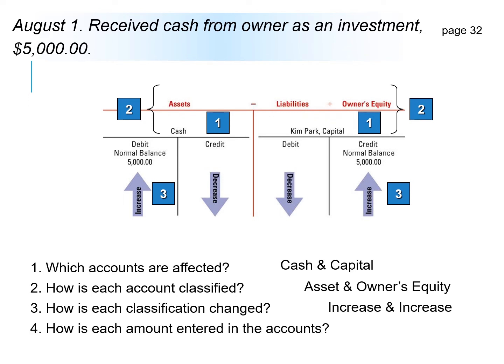4. How is each amount entered in the accounts? To increase the asset account, we know we have to debit cash. To increase owner's equity, we have to credit the capital account. So we have a debit and a credit. Cash, debit, capital, credit. Notice our debits equal our credits, so our accounting equation is in balance.